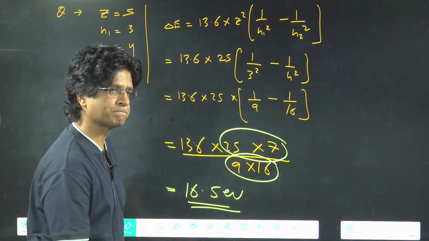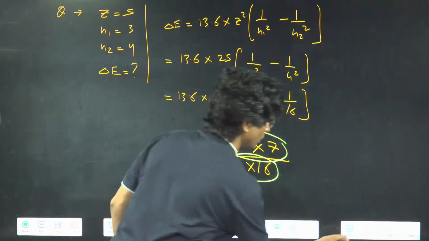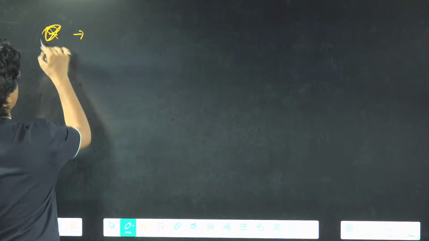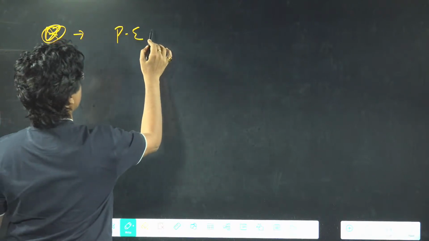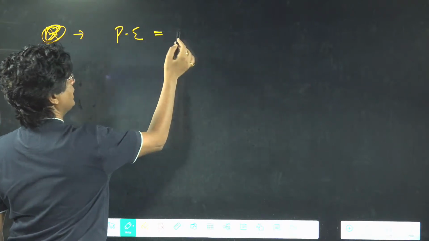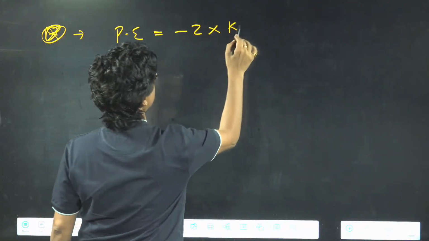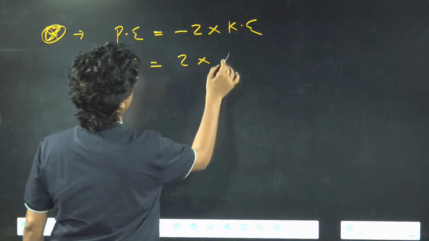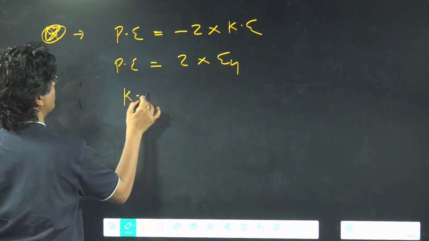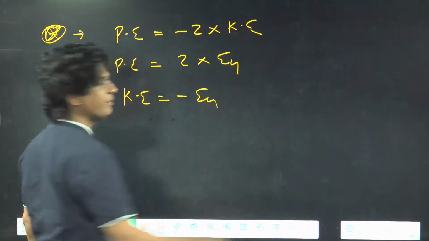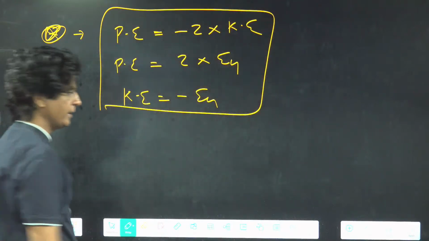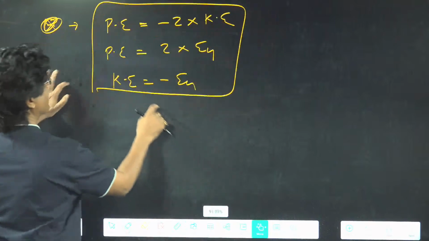Okay? Good. Very good. Now come over here. You people know that potential energy is equal to what? Equal to minus of 2 into kinetic energy, and also potential energy is equal to 2 into total energy. Also, kinetic energy is equal to minus of En. Remember that or not? You will need this data in the coming question. Shall I do it? Or shall I give it to you?